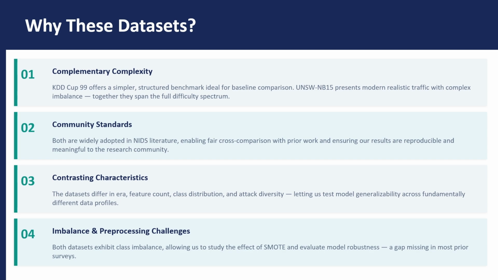Second, they are community standards in network intrusion detection system research, which means our results are directly comparable to prior work and reproducible by others in the field. Third, their contrasting characteristics: different ages, feature counts, class distributions, and attack styles. And fourth, both datasets represent class imbalance and pre-processing challenges that many prior surveys have glossed over. We wanted to study these effects directly, especially the impact of SMOTE, which brings us to our model selection.